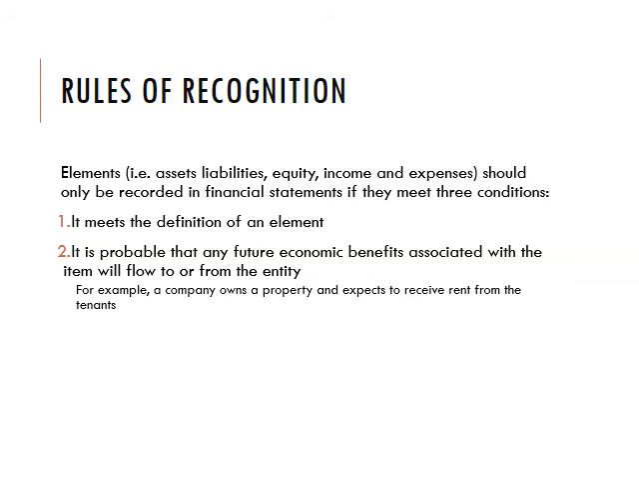So for example, if I wanted to record a property as an asset in a set of accounts, I would look at what the future benefits of that property were and whether or not they would flow to the company. So if I expected to receive rent from the property from tenants, and that was going to be paid to the company, that would meet that test. Finally, the item has to have a cost or a value that can be measured with reliability.